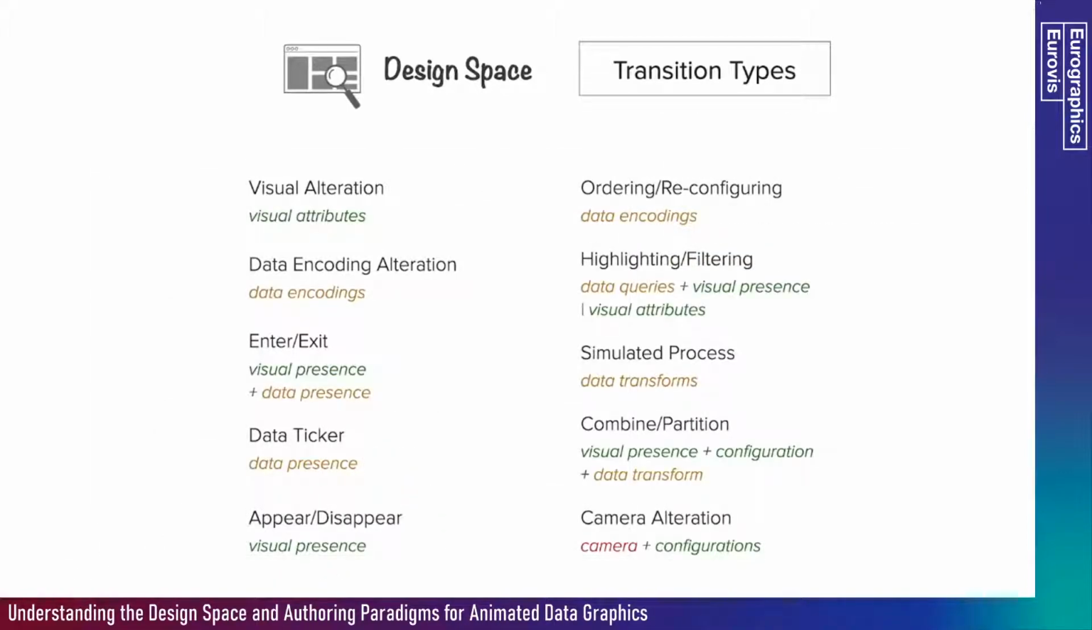Our design space describes 10 transition types. Similar to our examples, they are defined by which primitives drive the animation change. For more details on all 10 transition types, please refer to our paper.